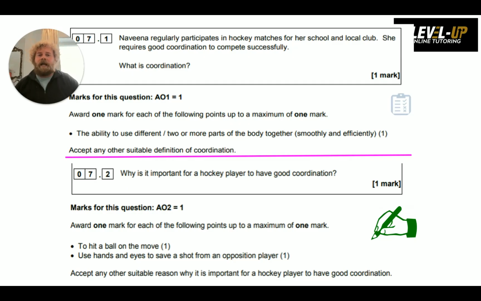So, when we have a look at that first question, it's simply just stating what coordination is. So coordination is the ability to use two or more body parts together smoothly and efficiently. And that would get you 1 mark. The next question, why is it important for a hockey player to have good coordination? So again, only 1 mark, so you just need to state one fact. So it could be to use hands and eyes to save a shot from an opposition player.